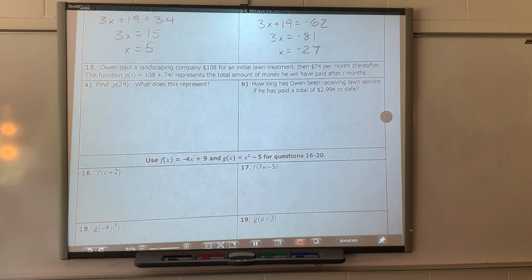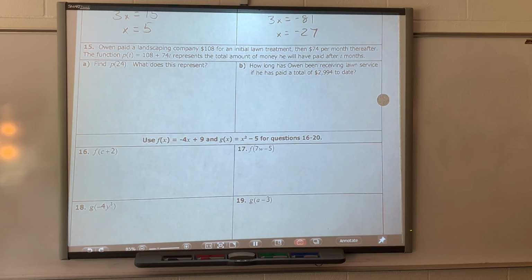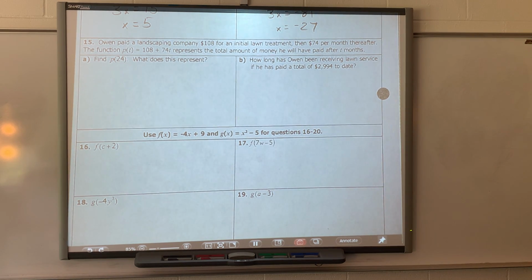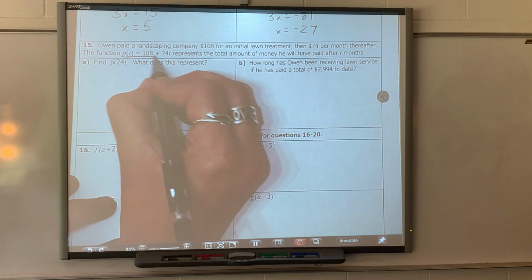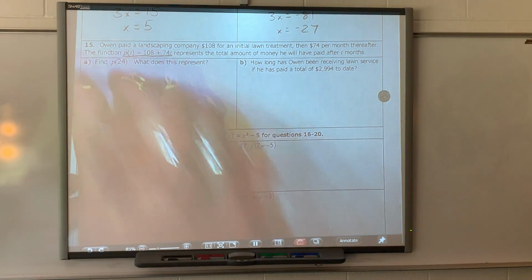Okay. Alright, so then we have, I'm going to read this super fast. Owen paid a landscaping company $108 for an initial lawn treatment. Then $74 per month thereafter. Here's the function. P of t is equal to 108 plus 74t to represent the total amount of money he will have paid after t months. They want me to find P of 24. And then what does that represent? So in this problem, here is my function. What do they want me to do for A?